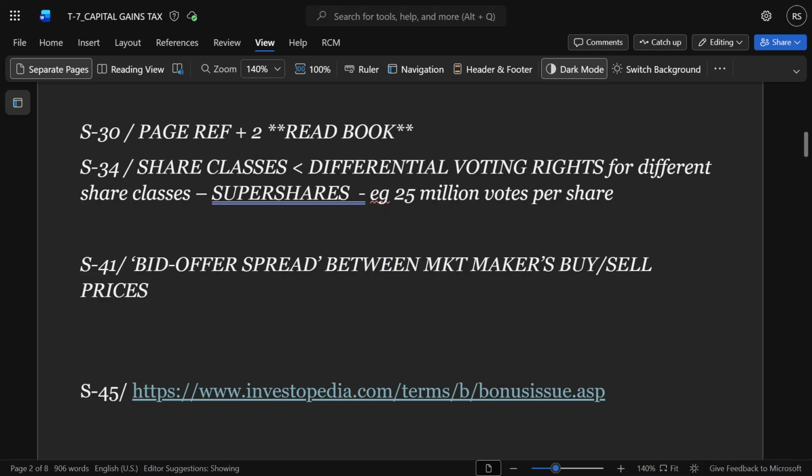So the meaning of different share classes is that you have differential voting rights. You still get the same dividend. Everyone gets the same dividend. But if you own these kinds of super shares, then you get a high number of votes per share, while everybody else with ordinary equity shares has only one vote per share. But you get like 25 million votes per share. That's how Mark Zuckerberg is controlling Meta. That's how the founders of Google are controlling Google.